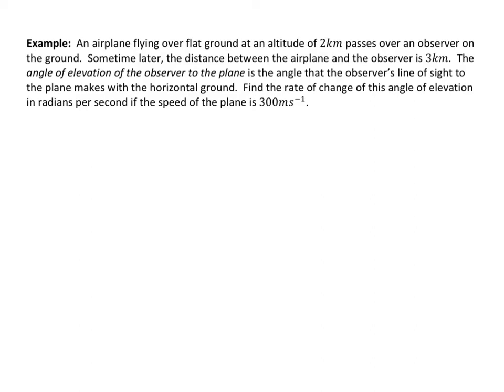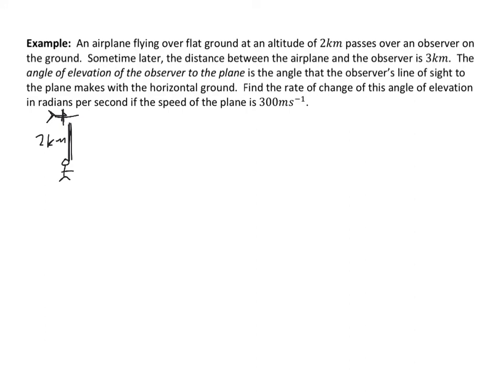So here's our example, right? An airplane flying over flat ground at an altitude of 2 kilometers passes over an observer on the ground. And so we might even want to start thinking about this, right? So there's an observer on the ground, and there's an airplane up in the sky. That might look like a headless person, but I promise it's a plane. All right, so there's this airplane, and the height of this plane is 2 kilometers.